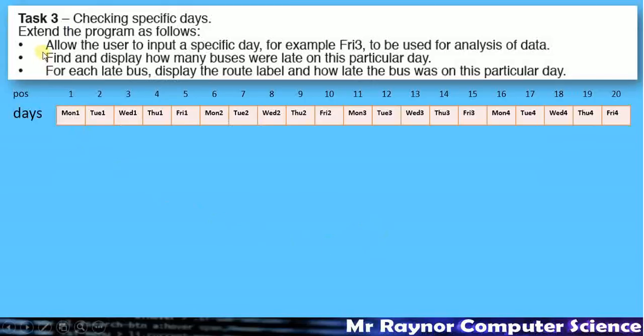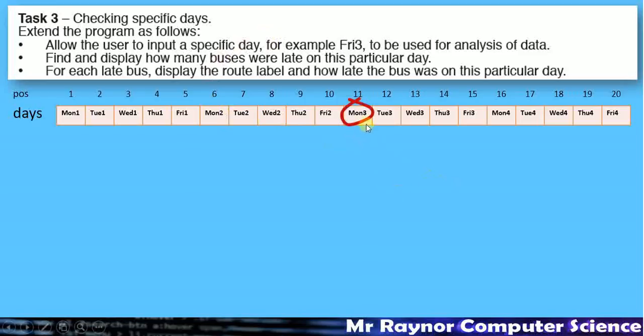So in this one we've got to let the user type in a particular day, like Monday 1 or Friday 1 or Monday 2, whatever it might be. We've got to find out how many buses were late on that particular day, and for each of those buses, say the name of the bus, like bus A or B, and how late the bus was on that day. So let's just visualize that a little bit.